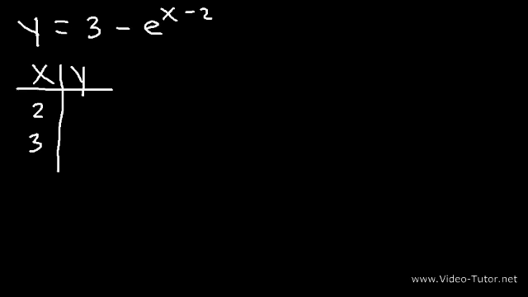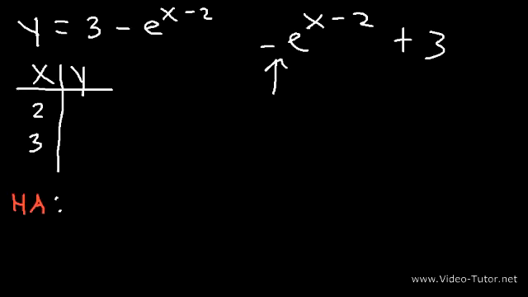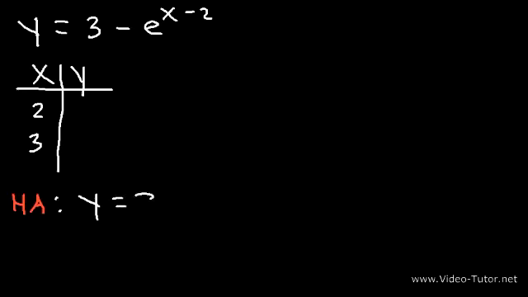Now what's the horizontal asymptote? The horizontal asymptote is the constant that you see in front of the function, which is in this case 3. You can rewrite the function like this if you want. Now notice that we have a negative sign in front of the exponential term. That negative sign is going to cause it to reflect over the horizontal asymptote. So the horizontal asymptote is y is equal to 3. So before, the graph was above the horizontal asymptote. Now it's going to be below it.